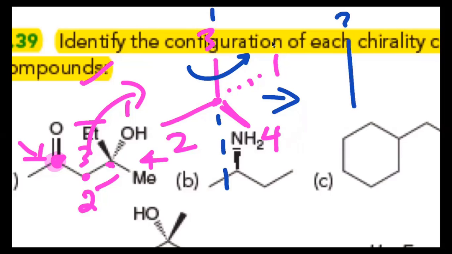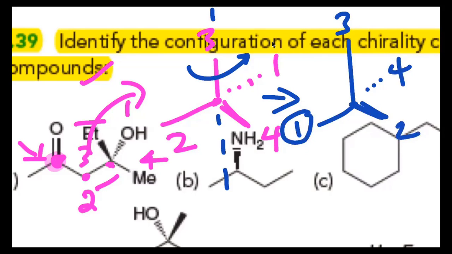So that's 3, right? What's going to happen to 1? Where is 1 going to come? 1's going to come here, isn't it? Yes. And then 2 is going to come here. And then 4 is going to come here. Yes or no? I'm going to circle. Yes. So with that one, it's a little bit different.